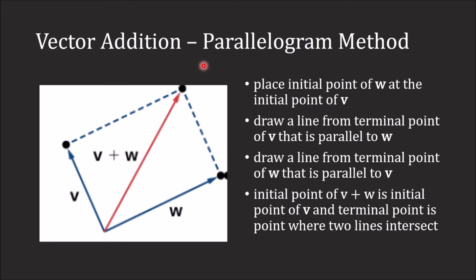We can now define the vector difference. So V minus W as V plus negative W. And then we could use either the triangle method or the parallelogram method.